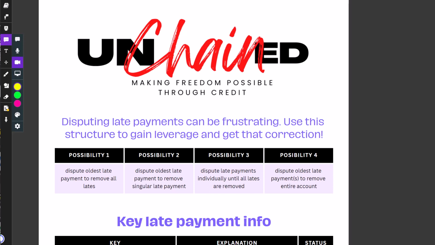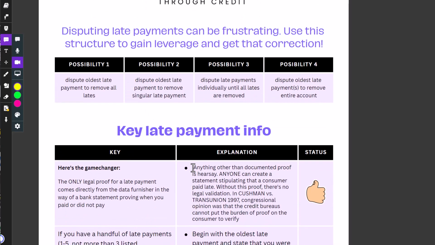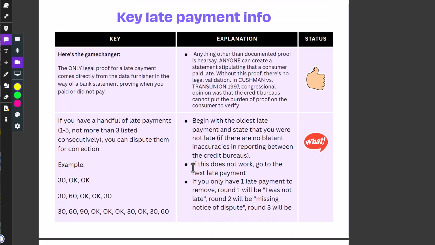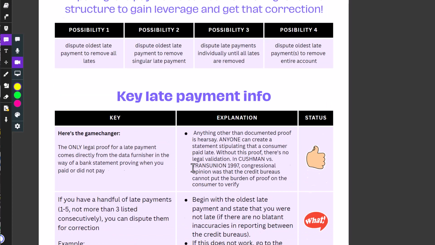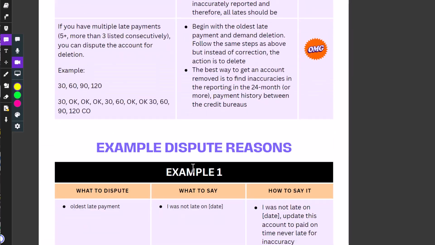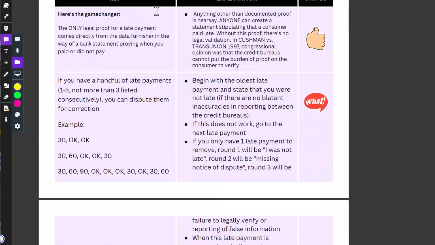If you've got late payments that you want to remove on your credit report, then pay attention for the next couple of minutes, because not only am I going to give you my key to removing the late payments and updating to pay it on time, but I'm also going to tell you how to use the late payments to remove the entire account.